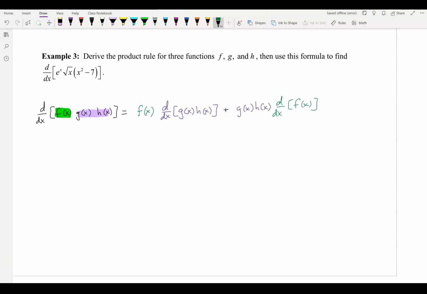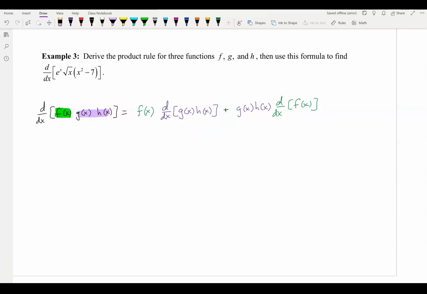Okay, so pause for a minute and see what we've done. We have two functions, green and purple. This is green times the derivative of purple plus purple times the derivative of green. That is the product rule. But what's lurking in here, right there, is what? The derivative of the product of two functions.